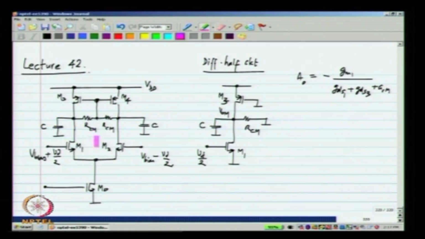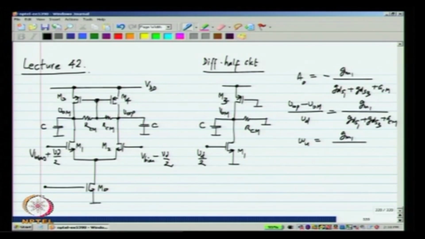Okay. Now when you have the full circuit, at this voltage you will get minus of Vom with a fully differential excitation, and the gain remains the same, that is the gain Vop minus Vom divided by Vd will be equal to Gm1 by Gds1 plus Gds3 plus Gcm. Okay. And the unity gain frequency will be Gm1 by C. Okay. The C includes the load capacitance that you have plus any parasitic capacitance occurring at this node.